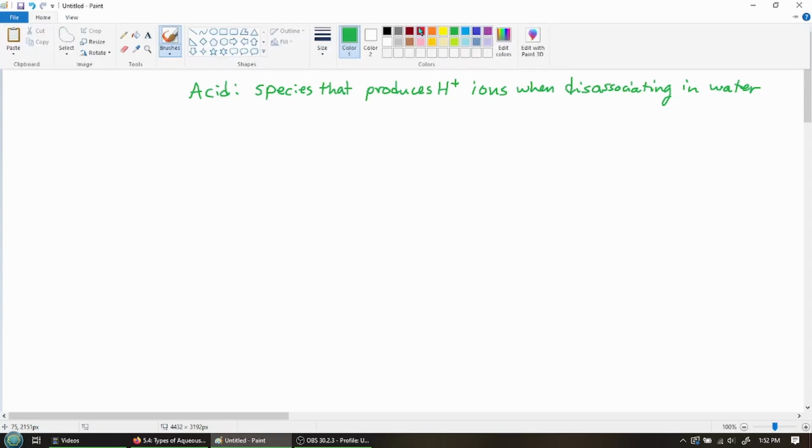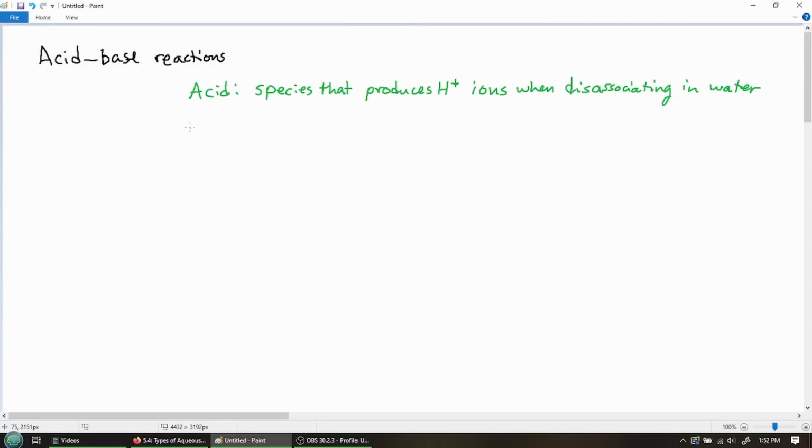We're going to have two complementary definitions here. An acid is going to be a species that produces H+ ions. A base is going to be a species that produces OH- ions when it dissolves in water. Now, to be honest with y'all, this is kind of a simplistic definition of acids and bases, but it's going to serve us pretty well for quite a while.